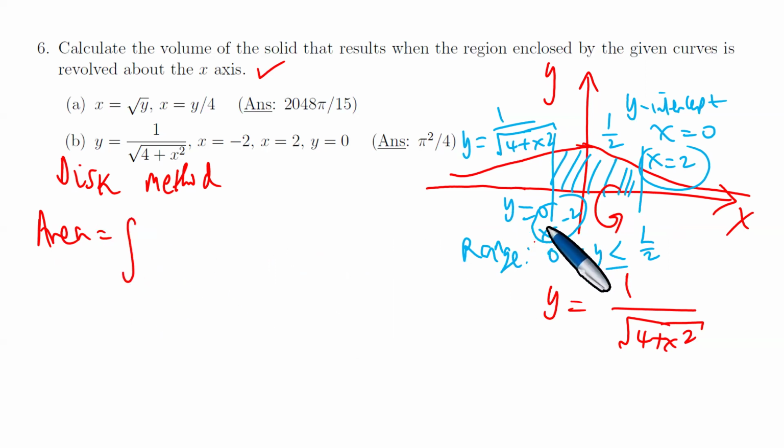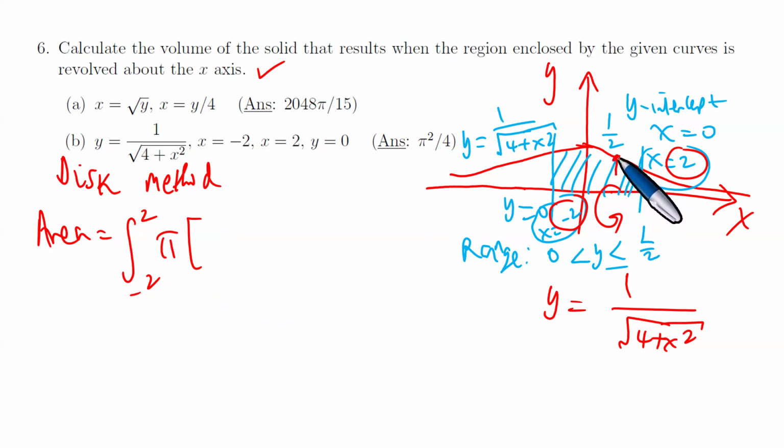And then you integrate, because it's about the x-axis, like we saw before. What is the x value here? The x value is minus 2 here, and the x value is 2 there. So integrate from minus 2 to 2. For the upper curve, you have pi, and then you have to find the outer radius. The outer radius is going to be obtained from a point here.